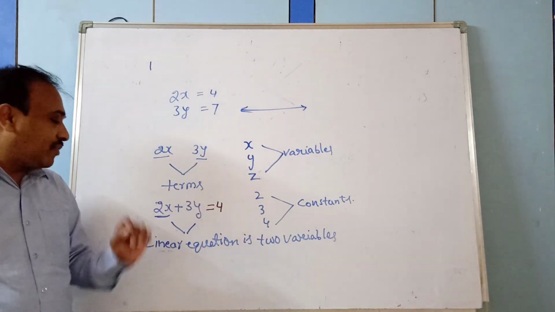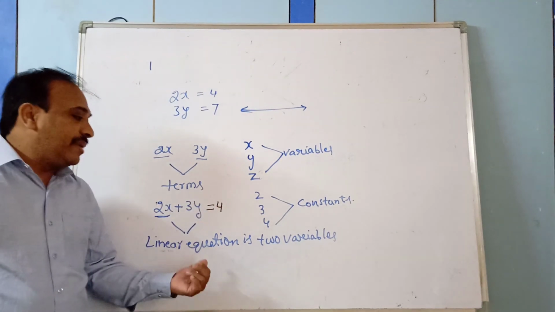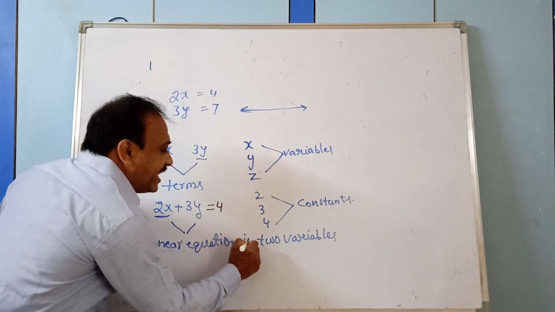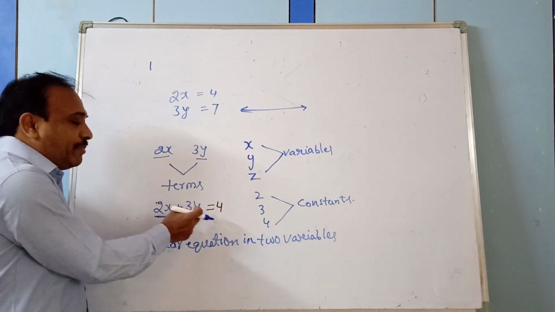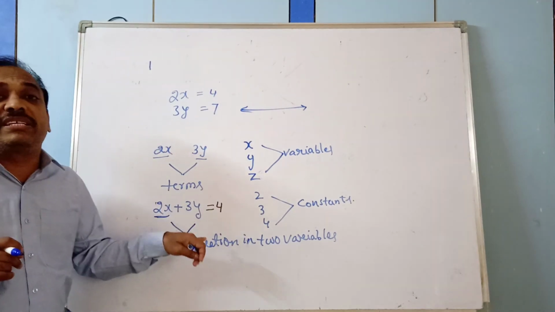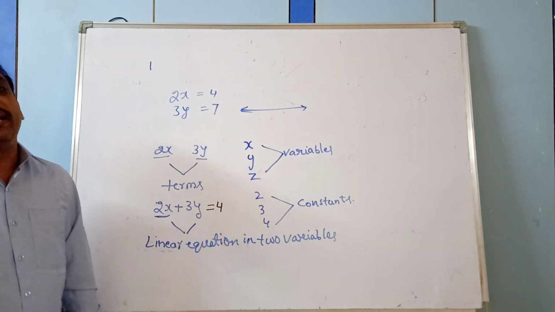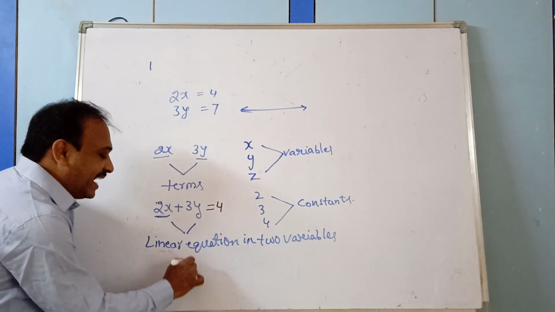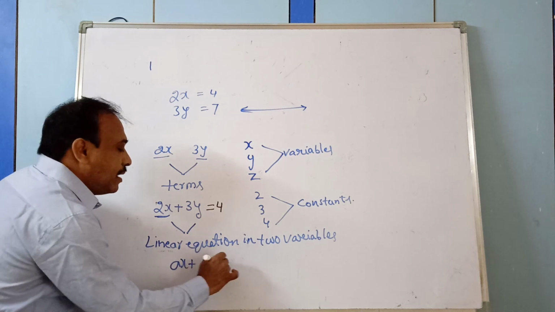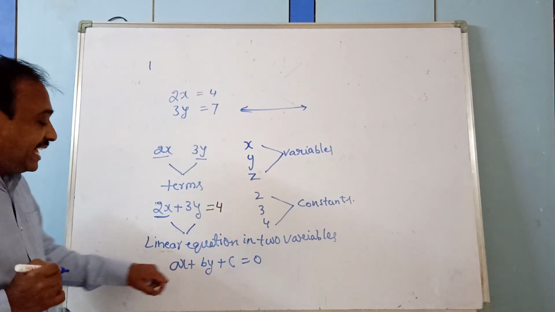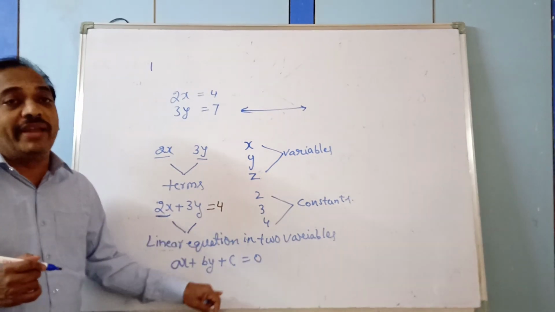2x plus 3y is equal to 4. Linear equation in two variables. X is one variable, y is another variable. So in two variables, this could also be represented in the form of a straight line. So what is the standard form of this? ax plus by plus c is equal to 0 is the standard form of a linear equation in two variables.